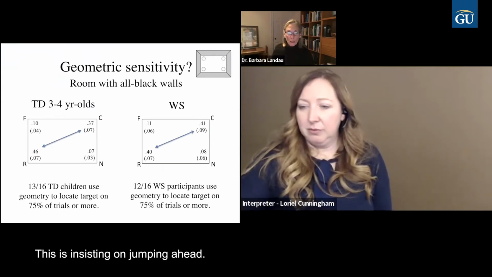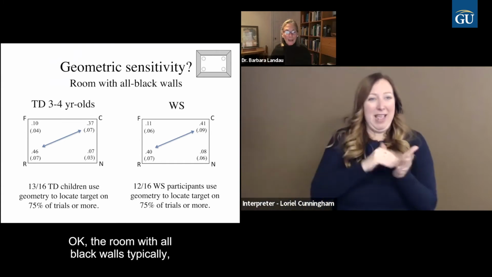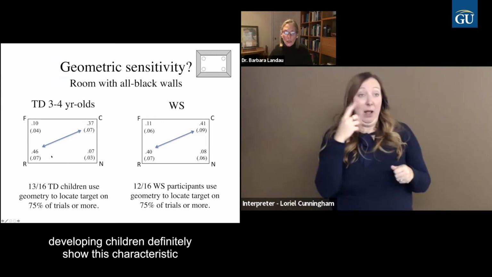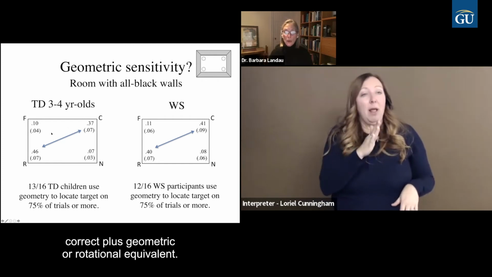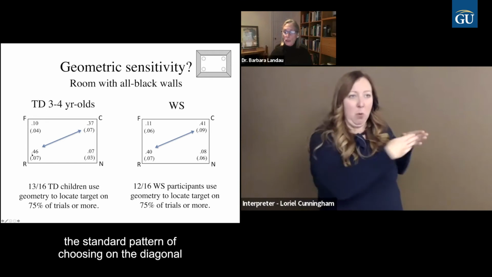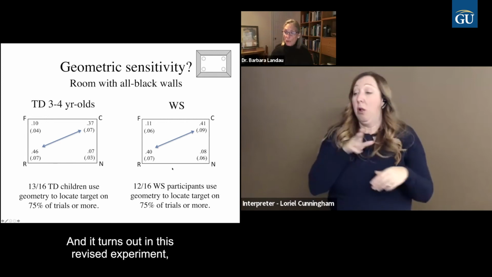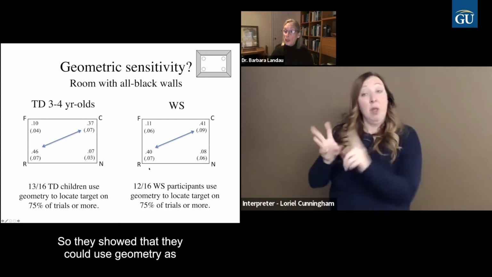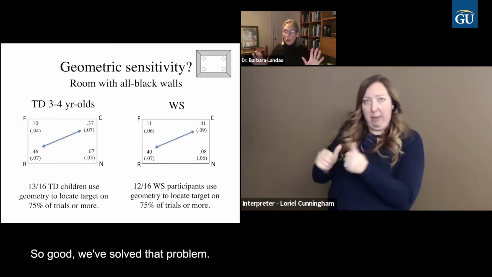Okay, the room with all black walls. Typically developing children definitely show this characteristic correct plus geometric or rotational equivalent. So they're showing the standard pattern of choosing on the diagonal here at these two geometrically equivalent corners and doing that well. And it turns out in this revised experiment, so did individuals with Williams syndrome. They did really quite well. So they showed that they could use geometry as well in this new format that Katrina used. So good, we've solved that problem.